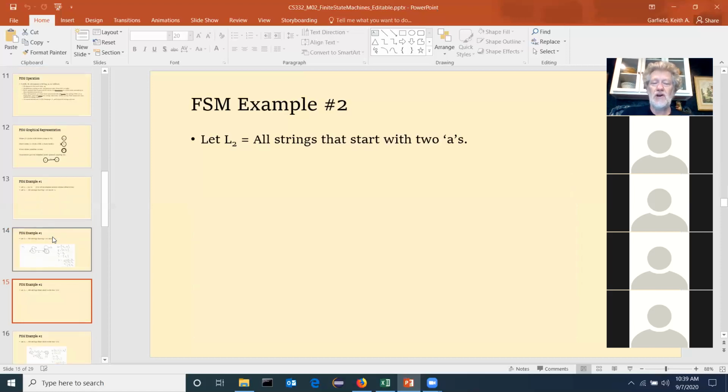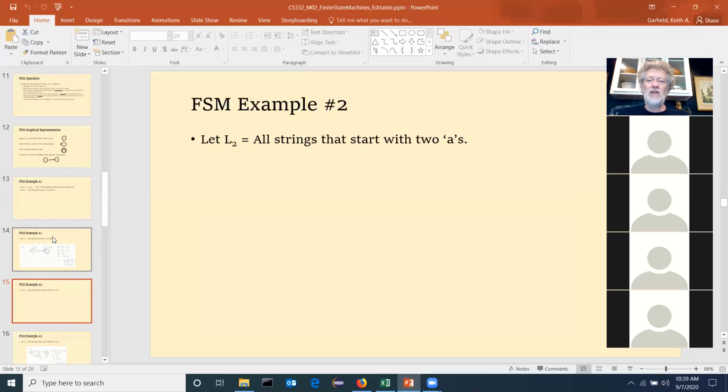All strings that start with two A's. Now they have to start with two A's. So let's start thinking through this. What's the shortest string? AA. So I'm going to start in Q0. My first A will take me to Q1. My second A will take me to Q2, and that's going to be my accepting state.